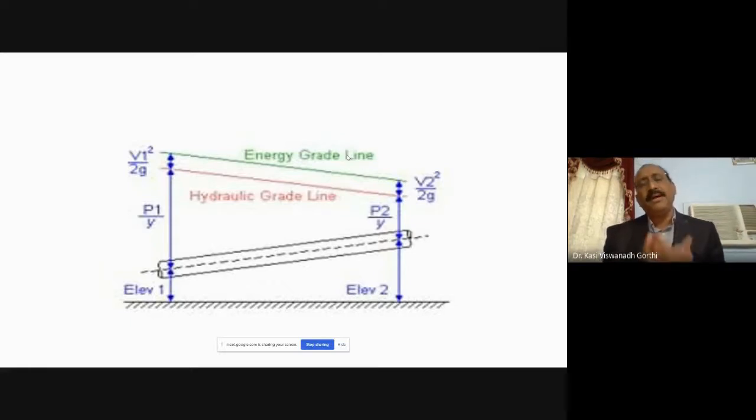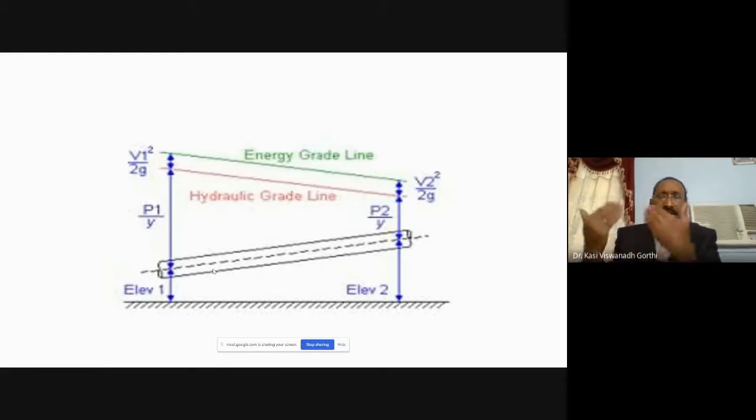Total head is Z plus P by gamma plus V square by 2G. So at section 1, we have Z1 plus P1 by gamma plus V1 square by 2G. Similarly, at section 2, Z2 plus P2 by gamma plus V2 square by 2G will be the total head. Provided that the fluid flowing through this pipe is ideal, the total head at section 1 must be equal to the total head at section 2.